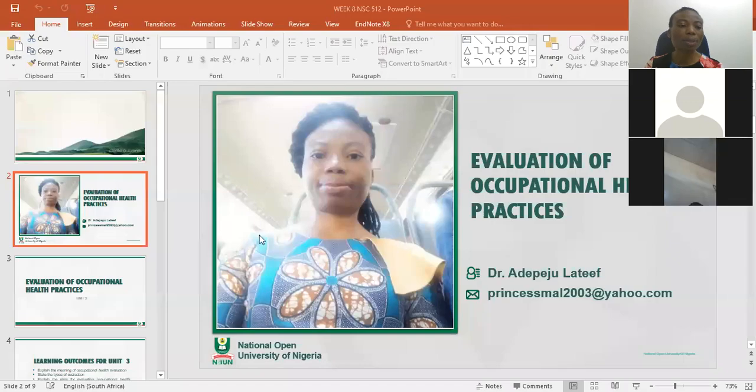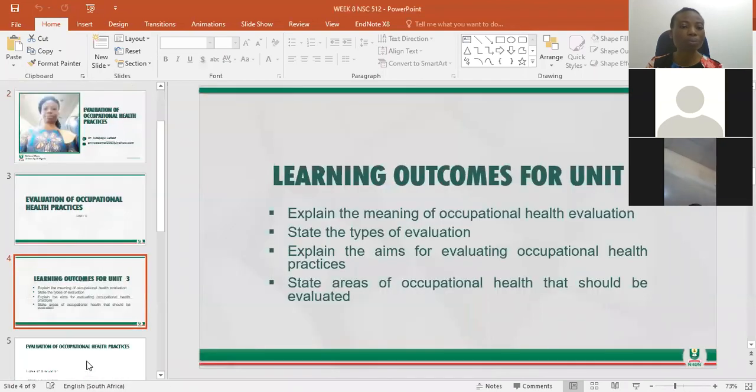Like I said, this is Unit 3. It is titled Evaluation of Occupational Health Practices, and it has the following learning goals. At the end of this week's facilitation, learners should be able to explain the meaning of occupational health evaluation, state the types of evaluation we have, explain the aims for evaluating occupational health practices, as well as state areas of occupational health that should be evaluated.